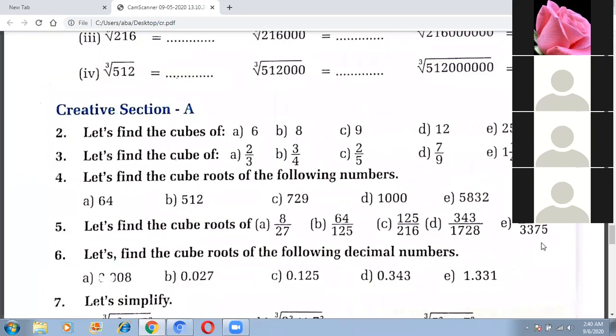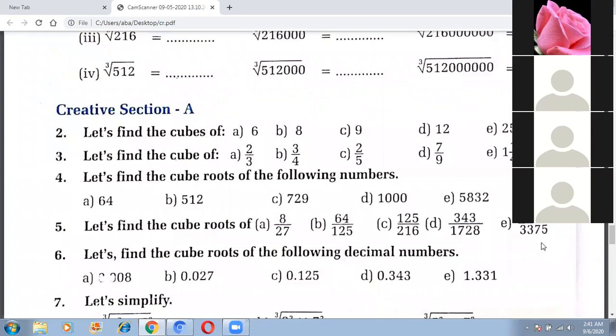Now question number 2. Let's find the cube of 6. What is the cube of 6? Cube of 6 is 216. Don't write the direct answer.